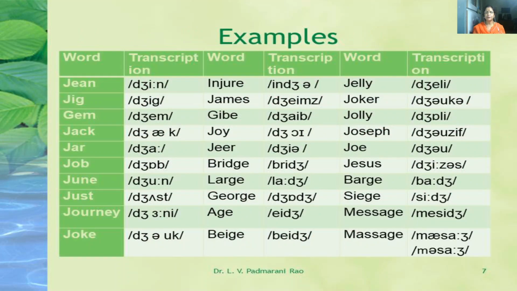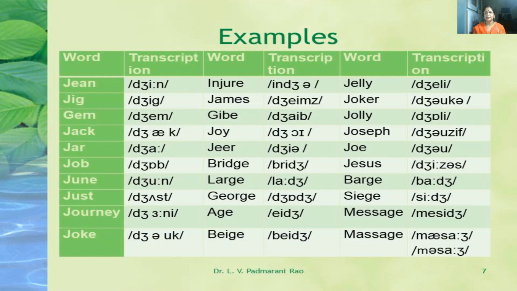Some more examples for practicing the j sound are JEAN, gene, JIG, jig, GEM, gem, JACK, jack, JAR, jar, JOB, job, JUNE, June, JUST, just, JOURNEY, journey, central vowel, JOKE, joke.